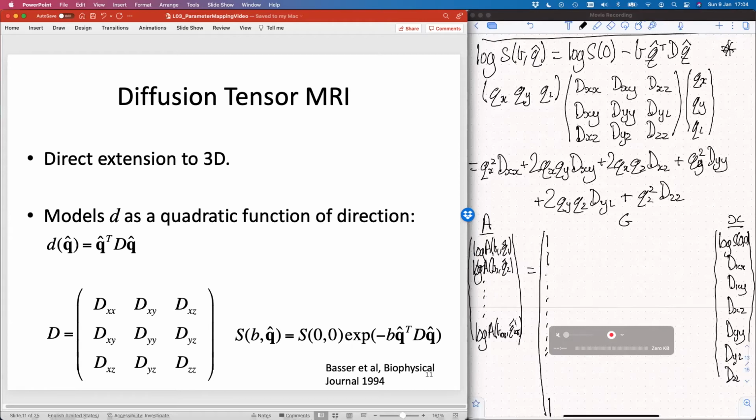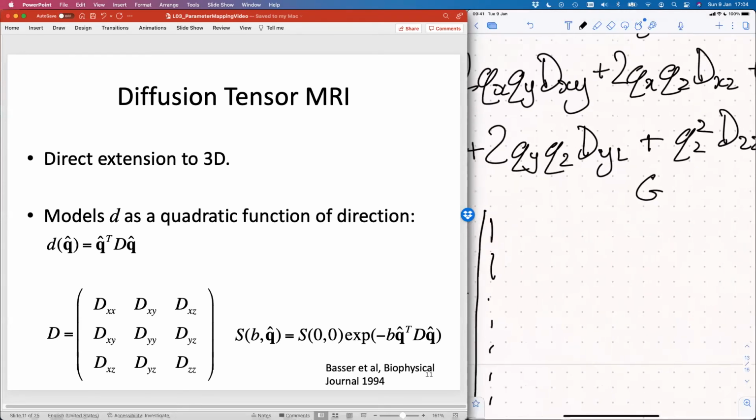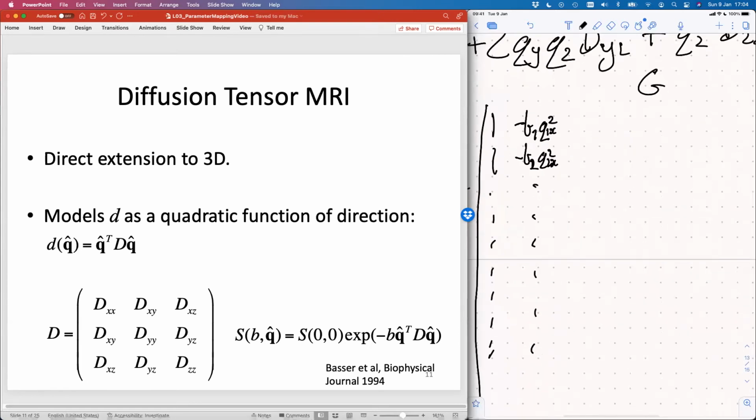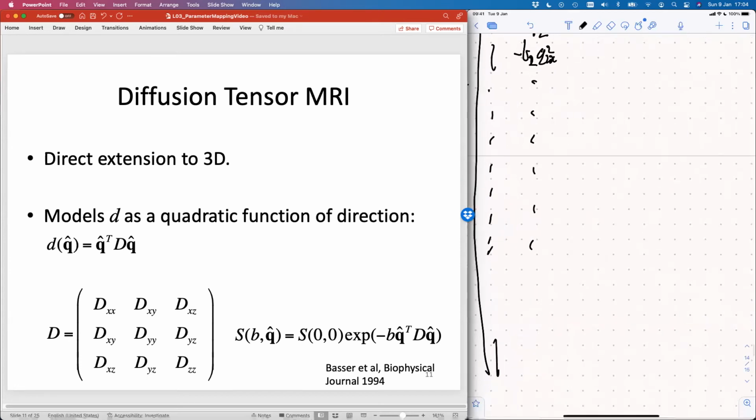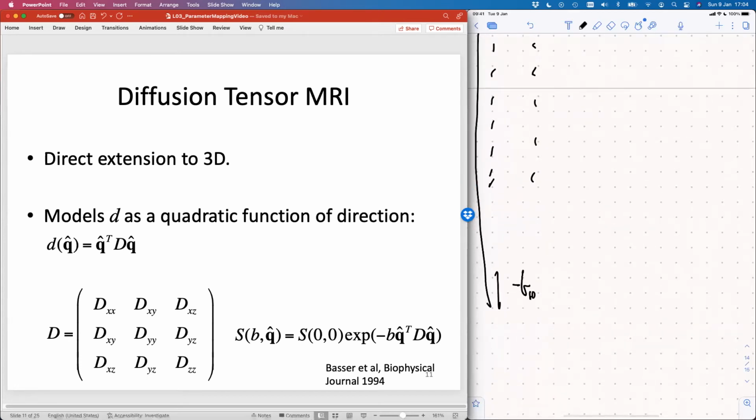So I'm going to have to write small to get all these columns in. In the first row, that's for the first b value, I'm going to write minus b1 q1x squared. And then on the second row, of course, it will be minus b2 q2x squared, all the way down to the last one being minus b108 q108x squared.